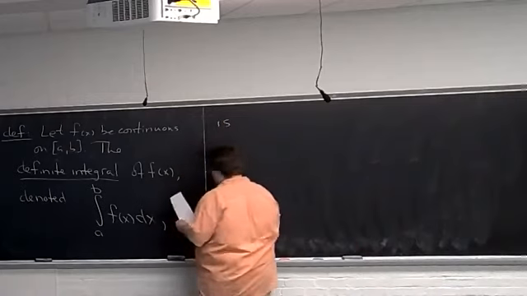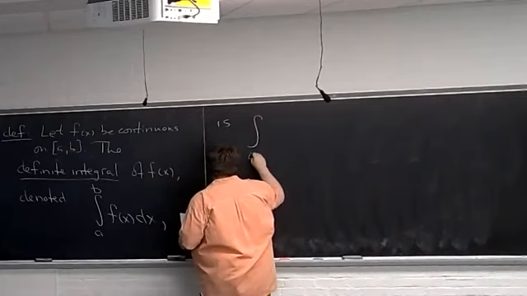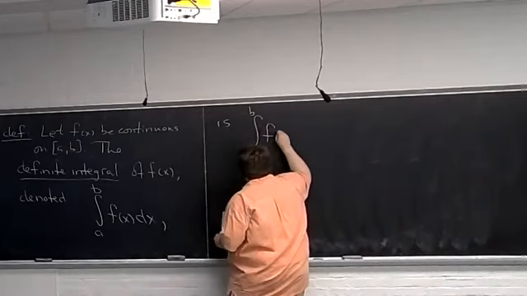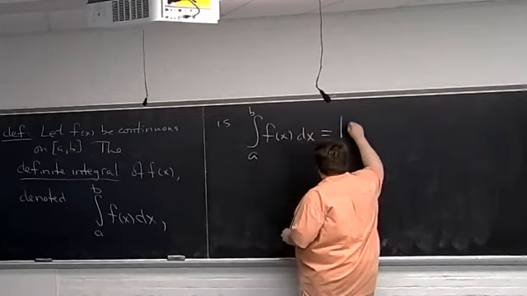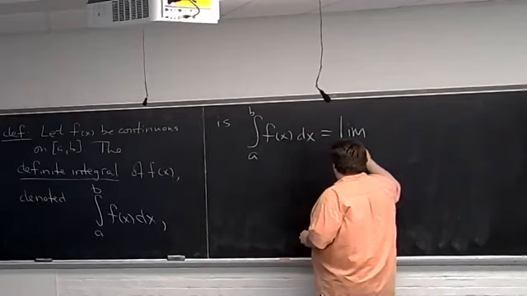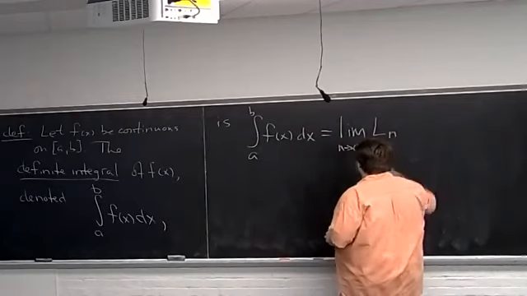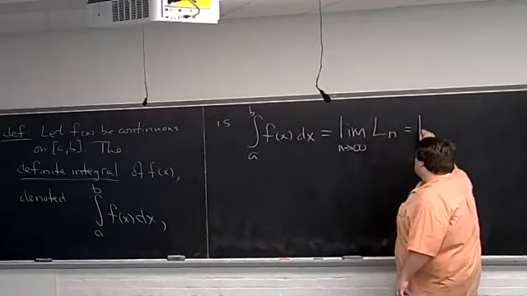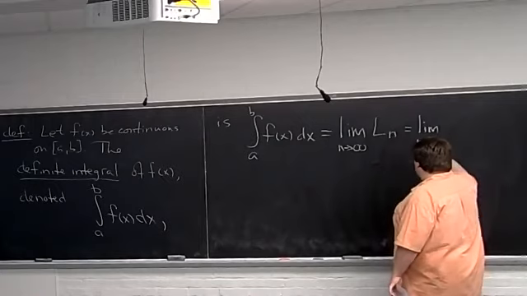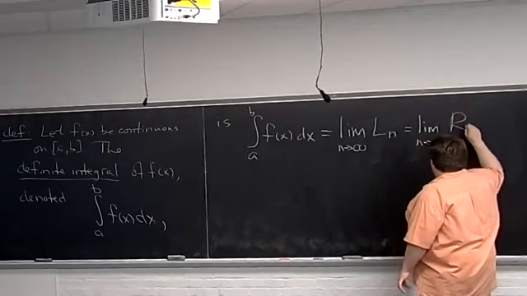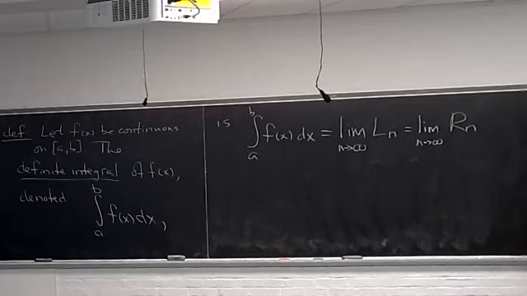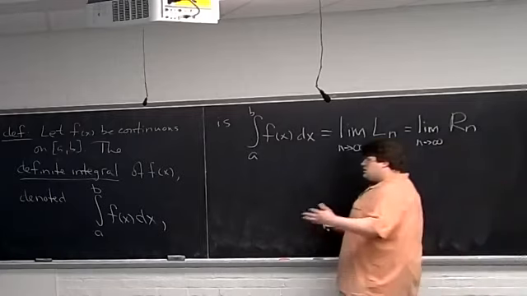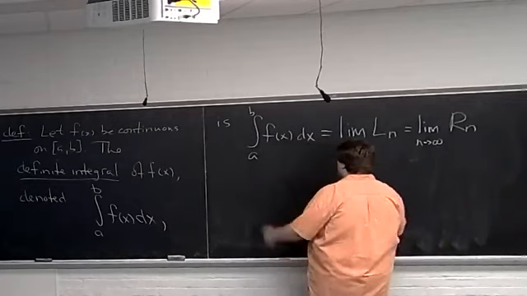is defined. The definite integral from a to b of f of x with respect to x equals the limit as n goes to infinity of the left-hand approximation, and it also equals the limit as n goes to infinity of the right-hand approximation. So right here, the definition of the definite integral is the exact area from our approximation.